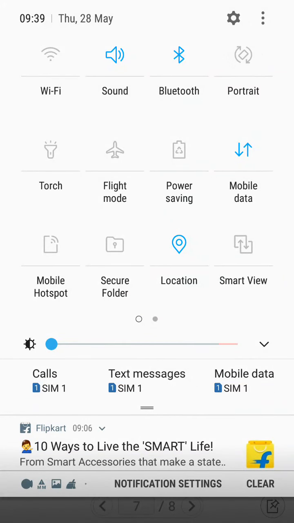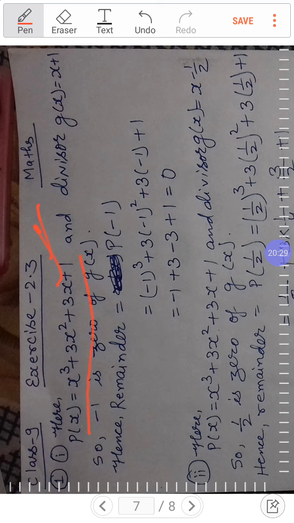And now I will just make it larger, it will become larger, as you can see. So, exercise 2.3 over here. As I had said, the dividend is this, and the divisor for the first number, g(x), is equal to x plus 1. I had written also divisor.